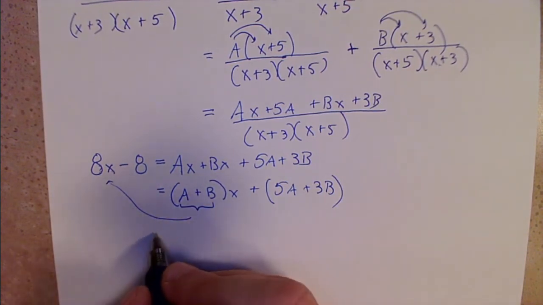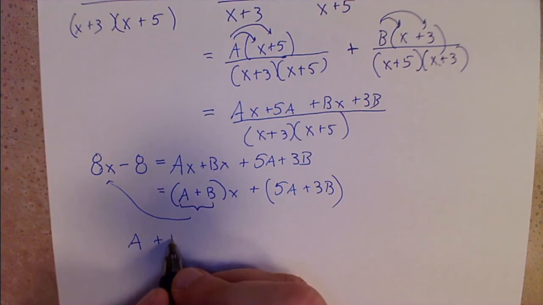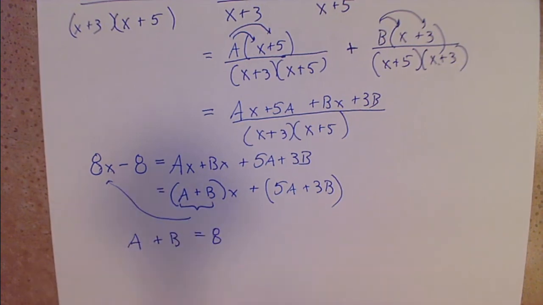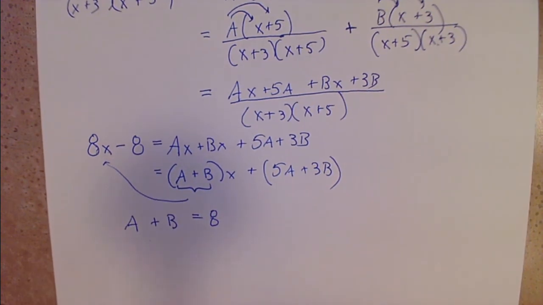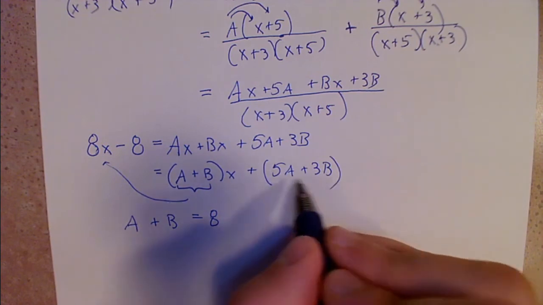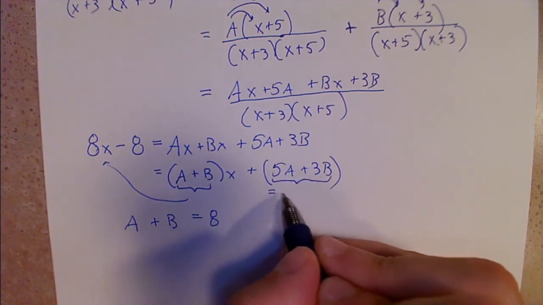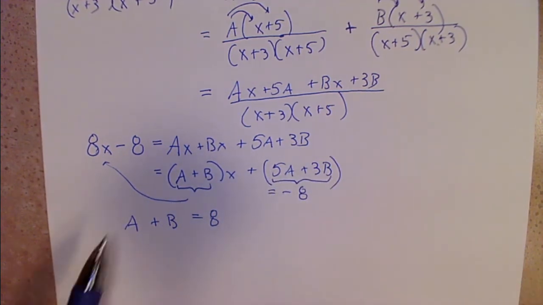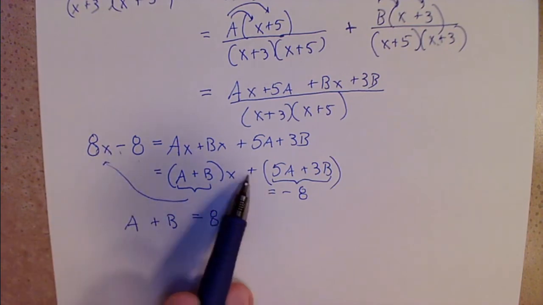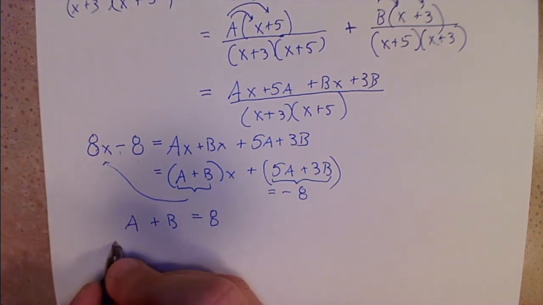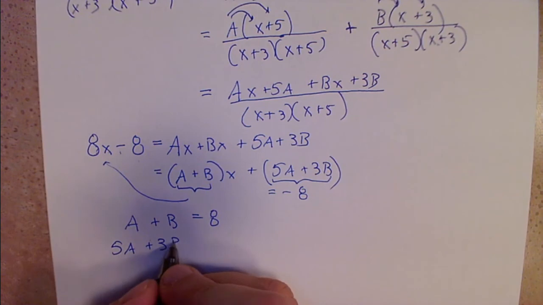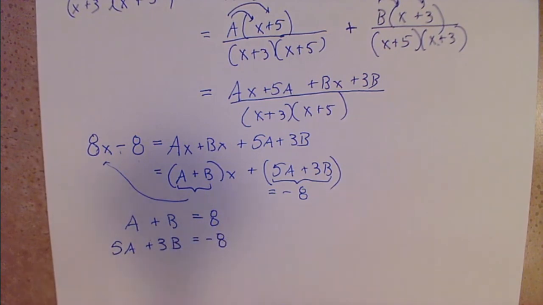Okay, so I want a plus b to equal 8. At the same time, these constant coefficients right here had better equal negative 8, because if it's minus 8 here, it's got to be a minus 8 right there. And so 5a plus 3b needs to equal negative 8.